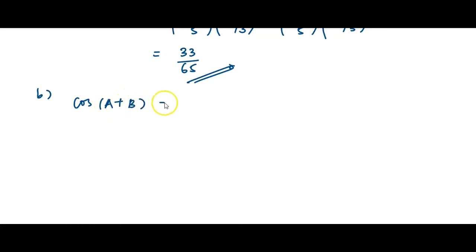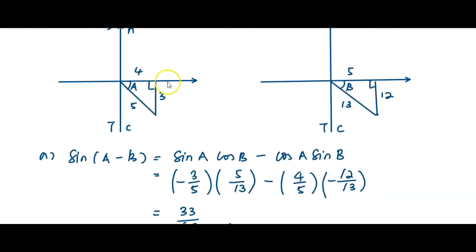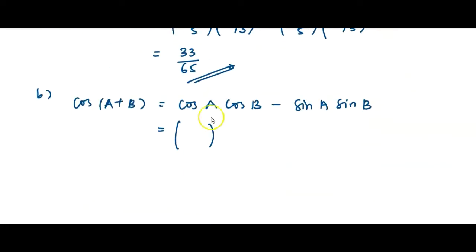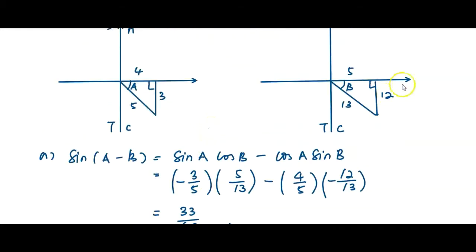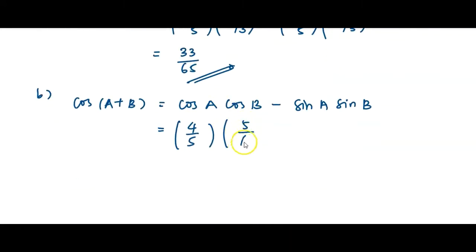Expand first. That will be cos A cos B. And the sign needs to reverse from the positive. When we expand it, it has to be negative sine A sine B. This is a formula that we need to memorize. So cos A, we need to plug in the value from the first diagram. Cos is adjacent over hypotenuse, that is 4 over 5 and having the sign of positive. And the cos B, refer to the second diagram, 5 over 13, also positive.